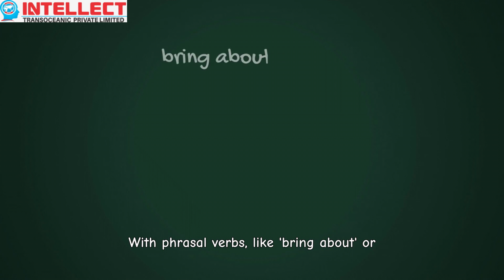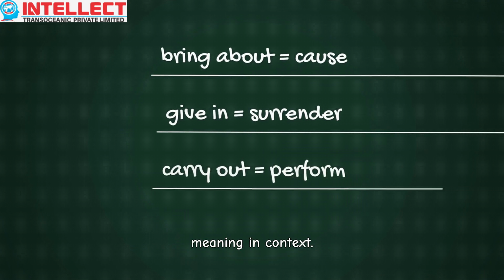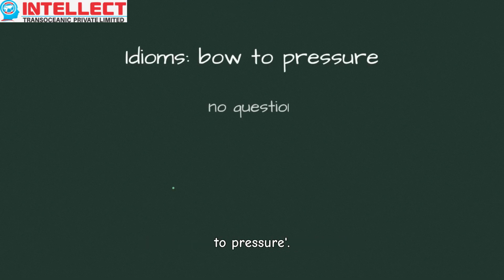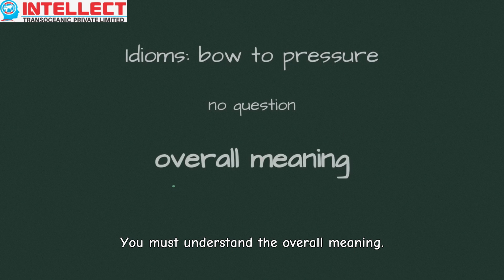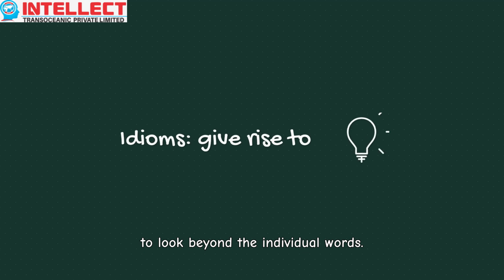With phrasal verbs like bring about or carry out, always aim to understand the meaning in context. The same applies to idioms like bow to pressure. You must understand the overall meaning. Phrases like give rise to require you to look beyond the individual words.